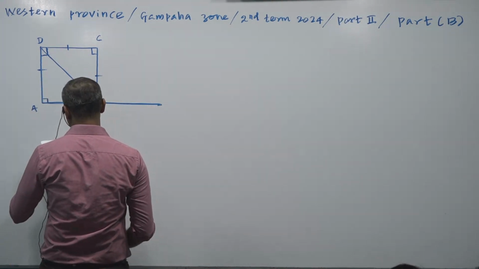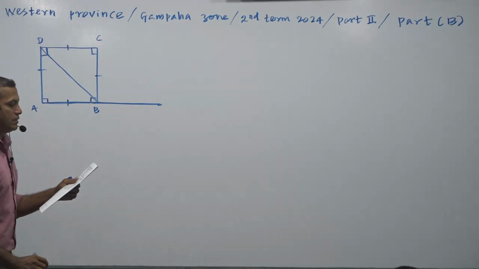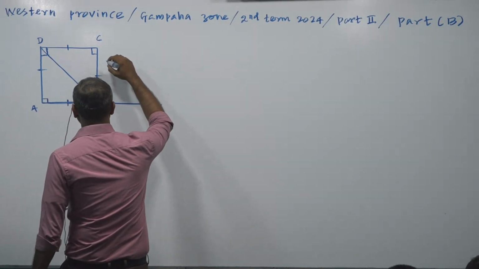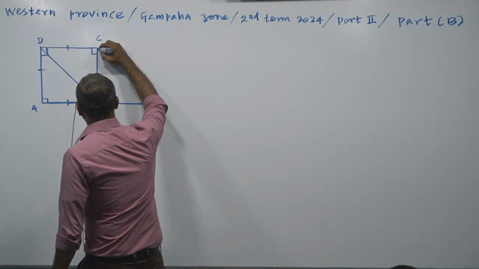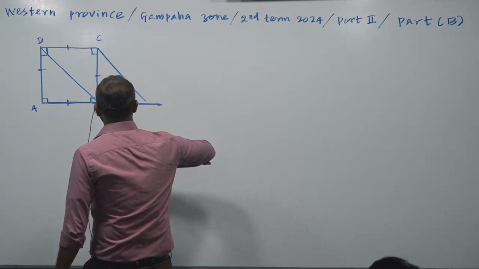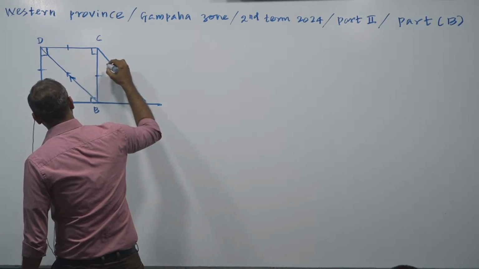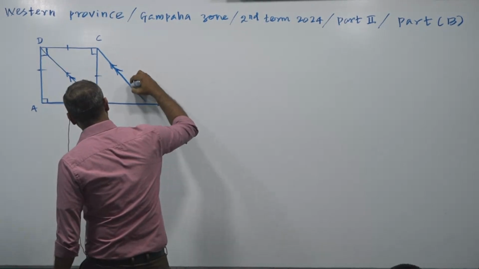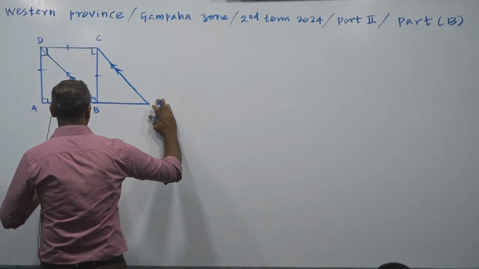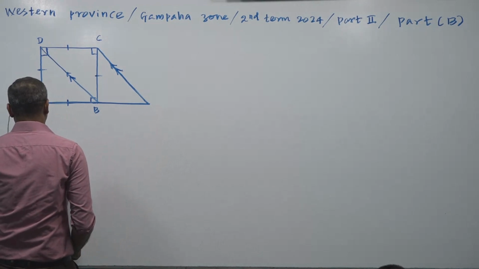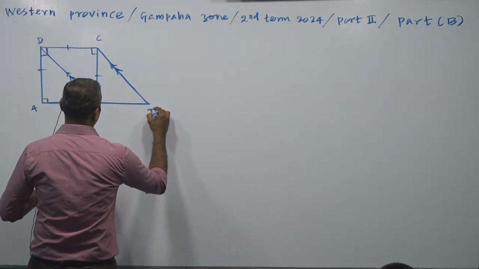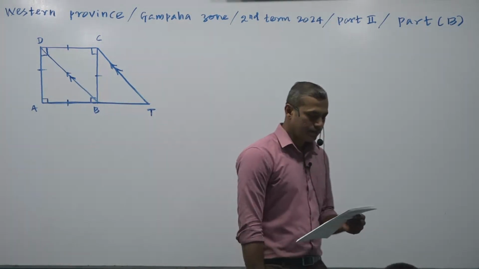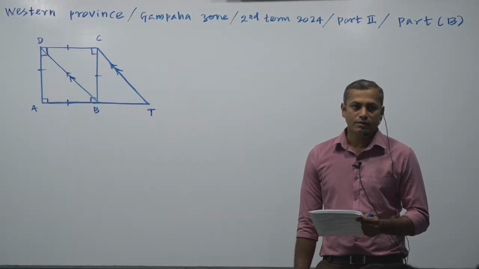Extended AB and the line which is parallel to BD goes through C. You draw a line through C which is parallel to BD. Okay, so these two lines are parallel to each other. They meet at where? Intersect at T. So this is T. Okay, these two lines are parallel. Right?